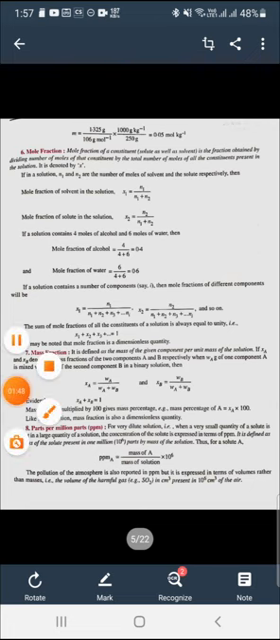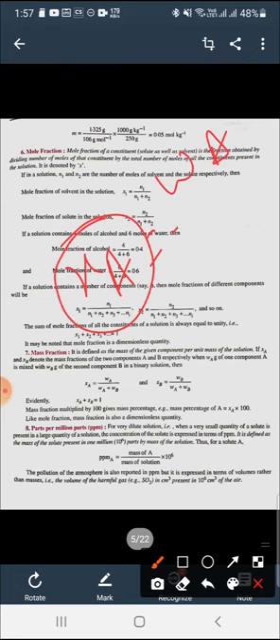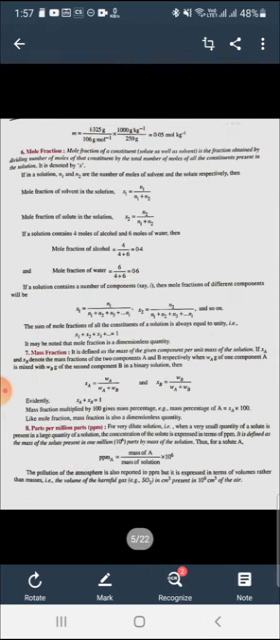Similarly it is for mass fraction. If you want to calculate the mass fraction of any particular component, you have to write its mass upon total mass. If you want to calculate it for B, then WB upon WA plus WB. Similarly, in this case, XA plus XB is equal to 1. Sum of the mass fraction of all the constituent particles will always be equal to 1.